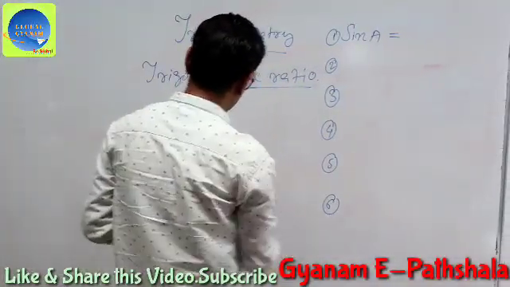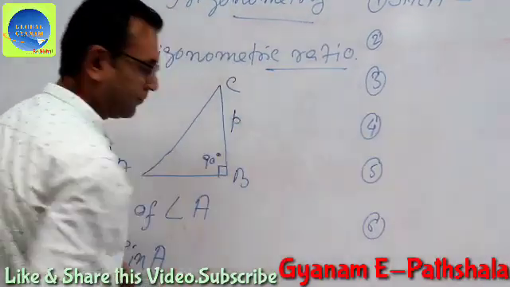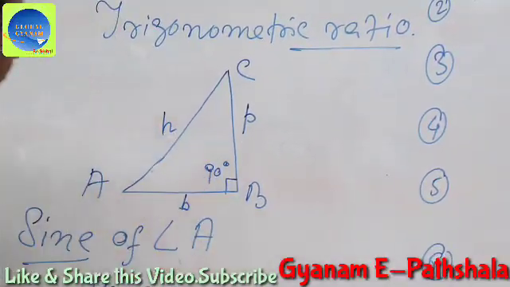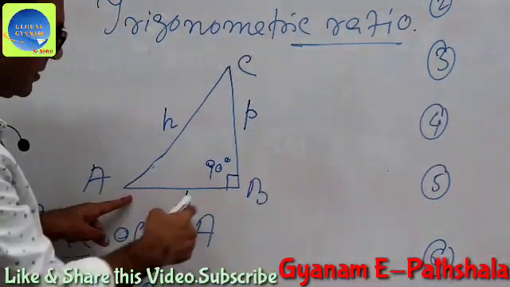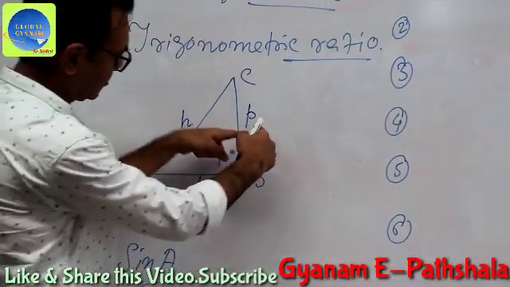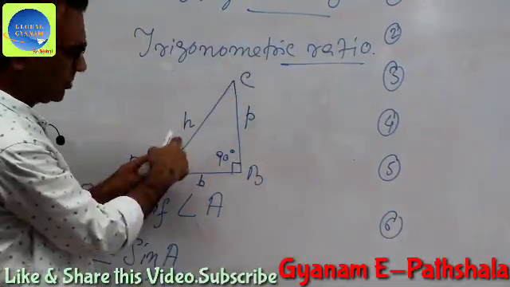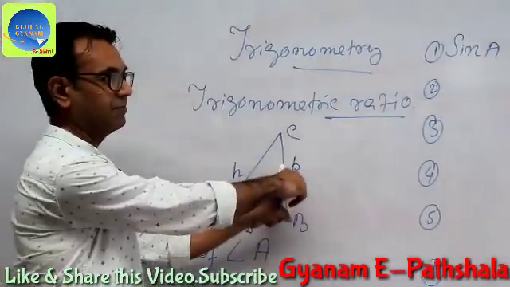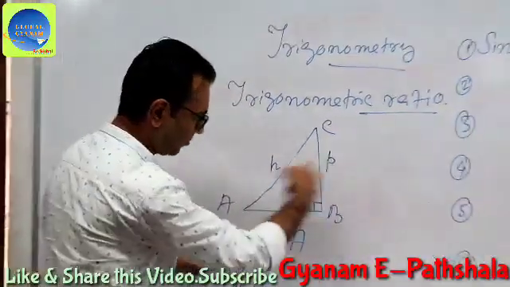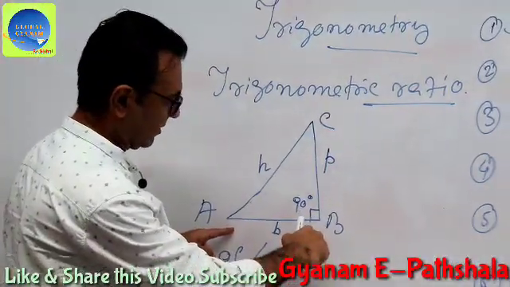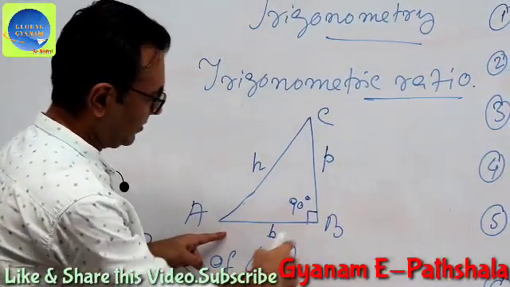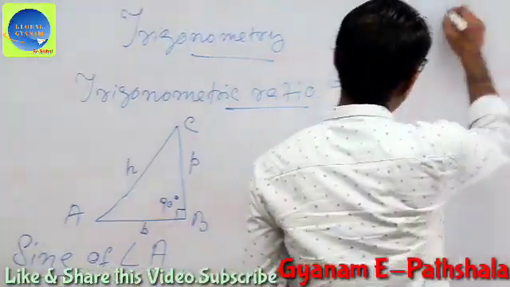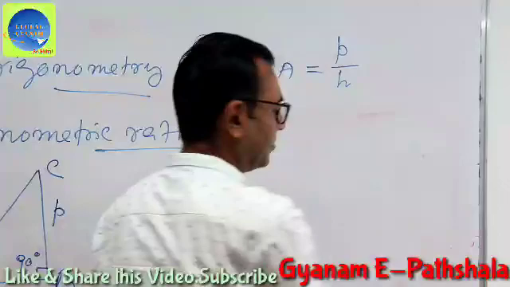Now here I call it P, P standing for perpendicular, B standing for base, H standing for hypotenuse. So the length of AB is small b, the length of BC is small p, and the length of AC is small h. Perpendicular is the side opposite to angle A. And this side AB, small b, is adjacent to the angle. Now sine of A is nothing but P by H, perpendicular by hypotenuse.